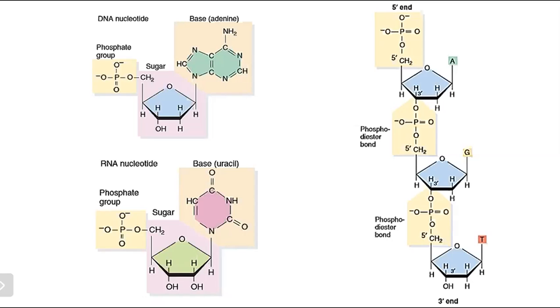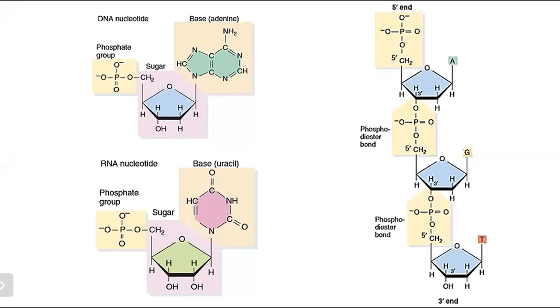Now in RNA nucleotide, the arrangement is the same, only the sugar is different, that is ribose sugar in RNA, and the base is uracil, which is only in RNA. Now you can see in the nucleotide, first and fifth carbon are attached to their compounds. Then these monomers form a polymer.